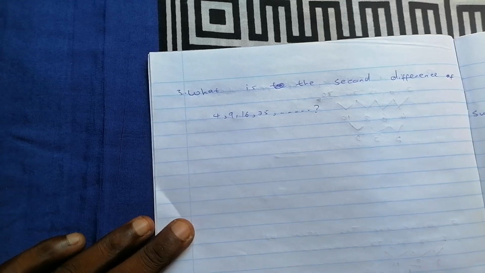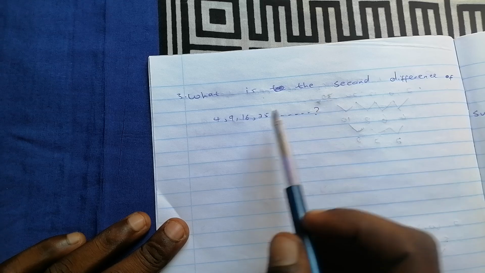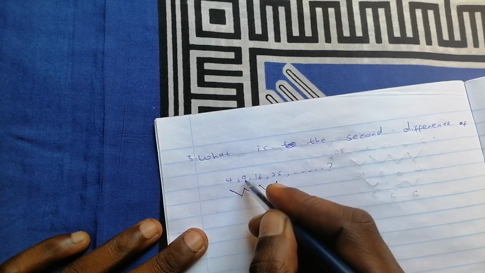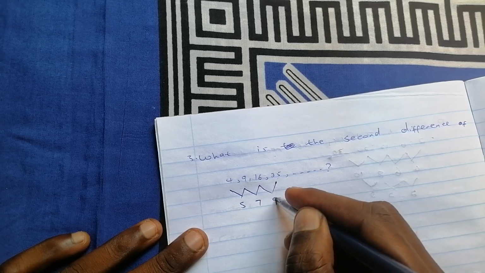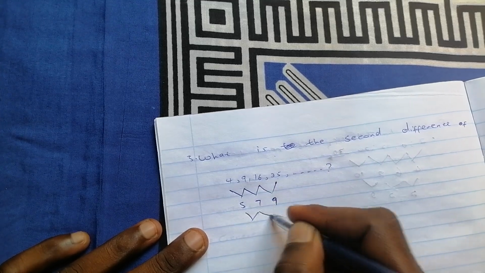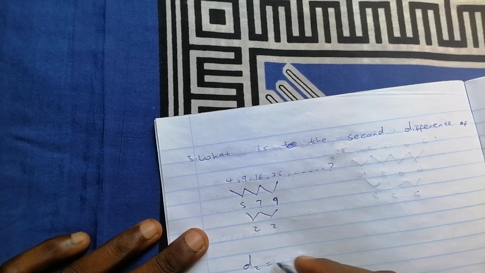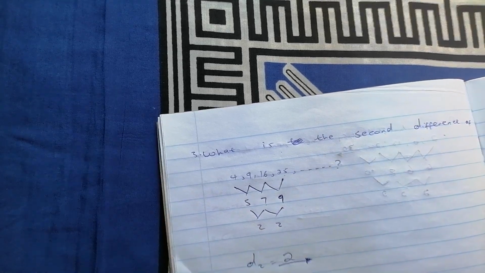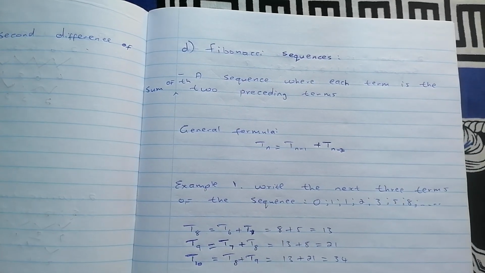The third question says, what is the second difference of this sequence? Okay, so let's work it out. First difference is 5, 6, 7. I'm guessing it's 9. Yeah, it's 9. 2, 2. Your second difference is 2. That's your final answer. Okay, so now let's look at the Fibonacci sequence.